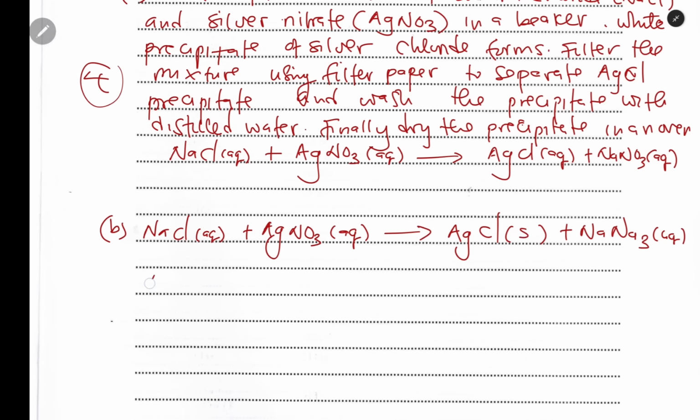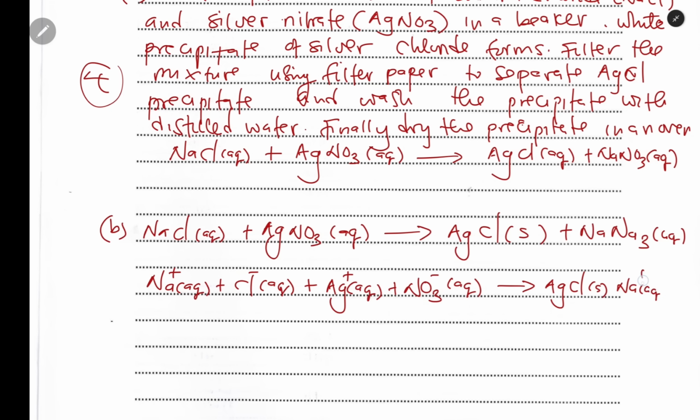On this side, the ones that are aqueous: sodium chloride splits into sodium ion, aqueous, plus chloride ion, aqueous, plus Ag ion, aqueous, plus nitrate, aqueous. Then on the other side, this one remains AgCl, which is solid. Then we split the sodium nitrate, aqueous, into sodium ion, aqueous, plus nitrate, aqueous.